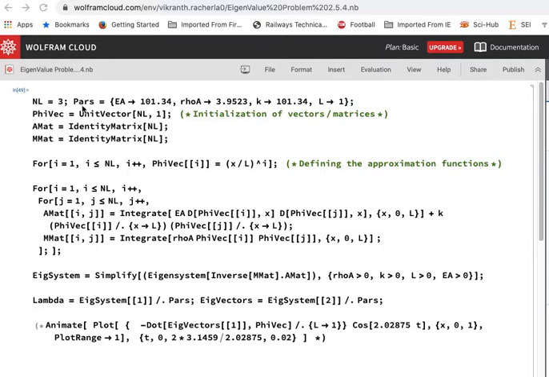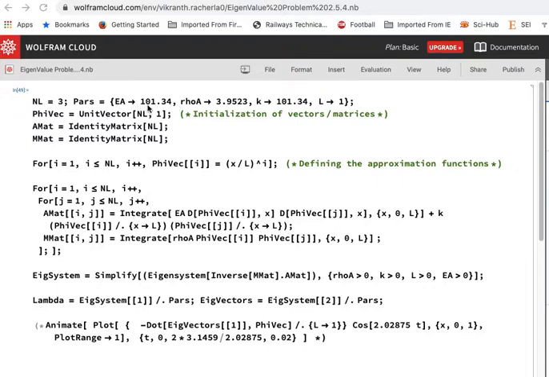Now, Mathematica is a symbolic language program, so you can actually write all your expressions without defining the variables. But that said, if you are going for anything more than 2-parameter approximation, then expressions will be very nasty unless you assume some values for the parameters. So in this particular problem, I have taken Young's modulus to be 200 GPa, the diameter of the bar to be 0.1 meters, so that gives me EA to be this 101.35, all in SI units.